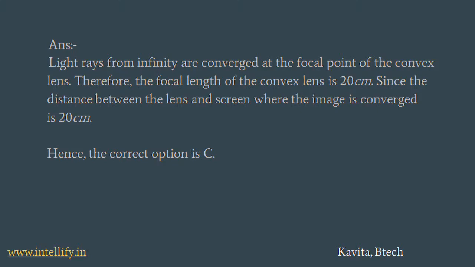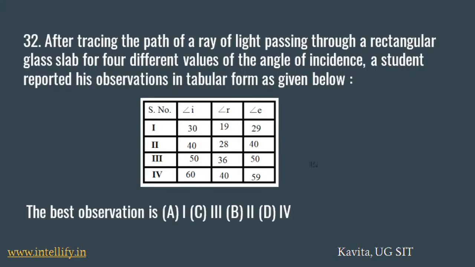Since light rays are coming from infinity and converging at a point, this is a convex lens. Now, the light coming from infinity is converged at the focal point of the convex lens. Since the distance between the lens and the screen where the image is converged is 20 cm, we can conclude that the focal length of the lens is 20 cm. Hence, option C.